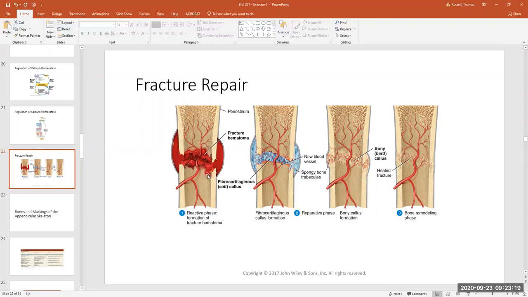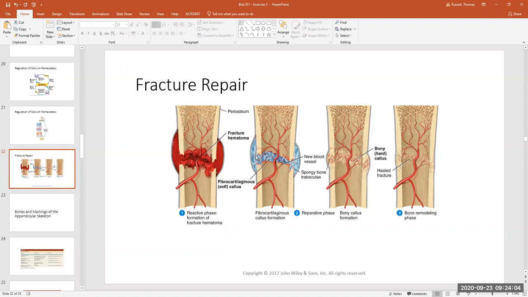We then have our stem cells coming in here from our periosteum that start to produce cartilage, basically fibrocartilage. The fibrocartilage seals up everything where the fracture hematoma used to be, and it forms a callus. Since it's made of cartilage, specifically fibrocartilage, it's called a fibrocartilaginous callus. So this is called the reparative phase. So we react first to the break by forming the hematoma. We then have a reaction phase where we form the fibrocartilaginous callus.